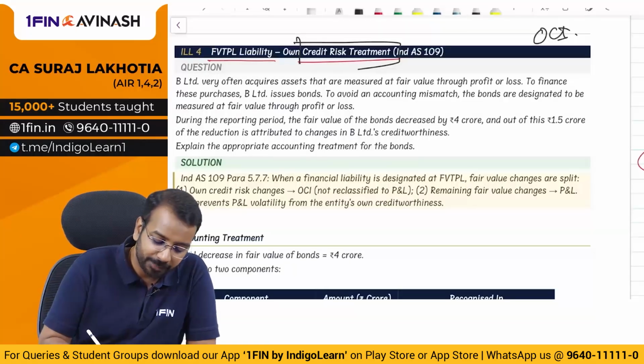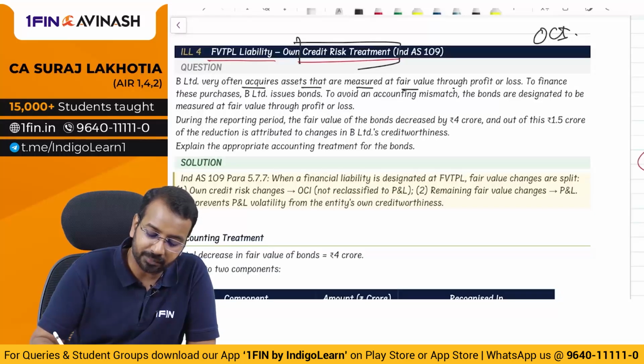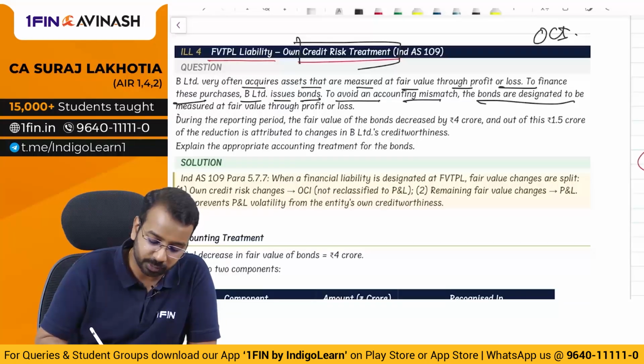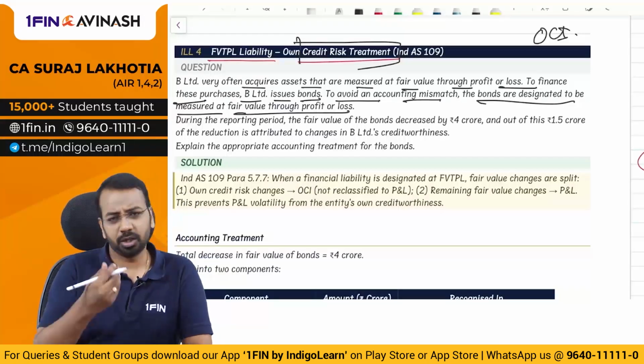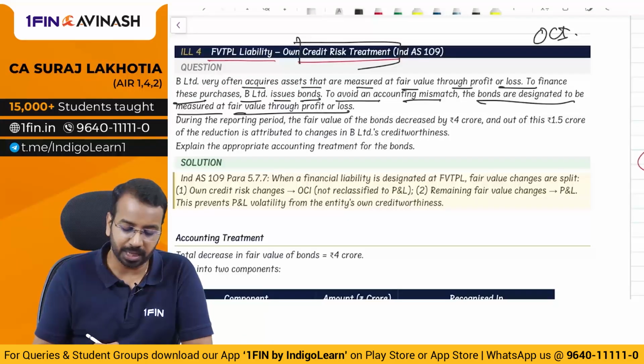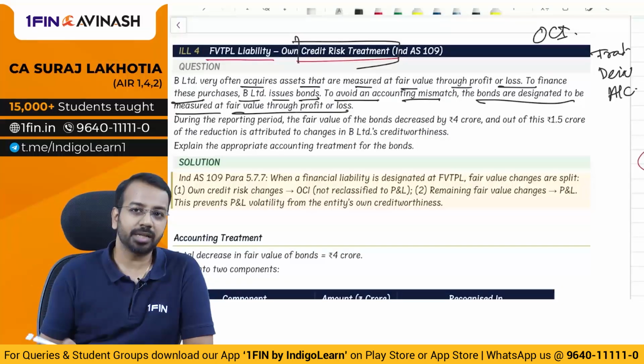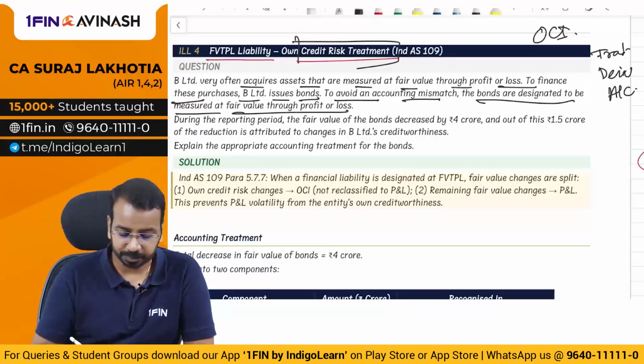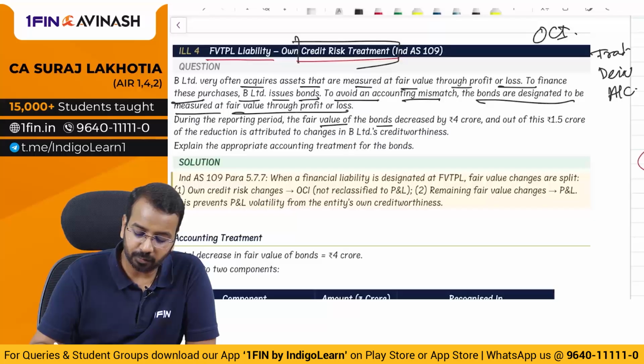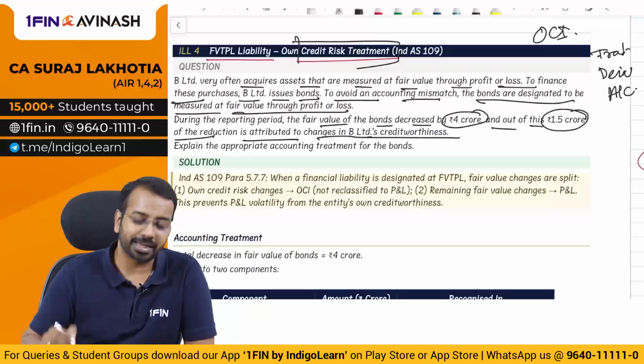Okay, so let's see. B Limited acquires assets that are measured at fair value through P&L. To finance these purchases, B Limited issues bonds. To avoid an accounting mismatch, the bonds are designated to be measured at fair value through P&L. Okay, you issue liability, you measure it at fair value through P&L. I told you, right, if it is trading category, if it is derivative category, and if it is because of accounting mismatch, you have to take it through P&L.